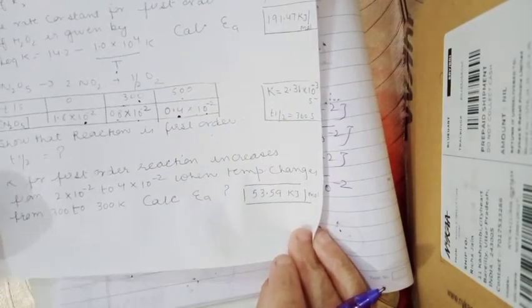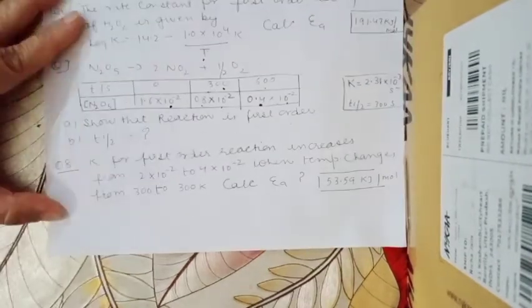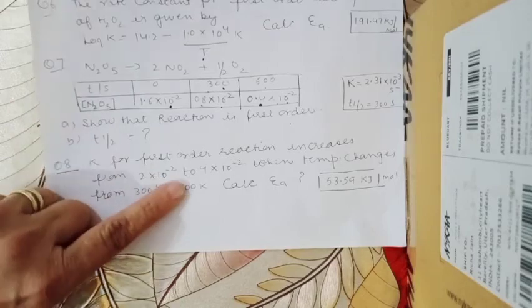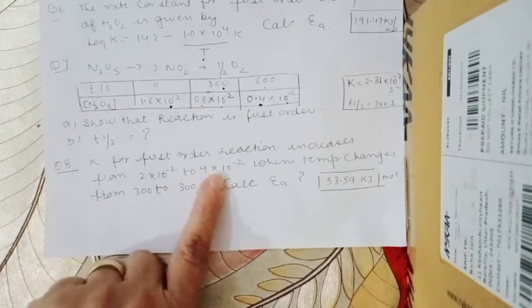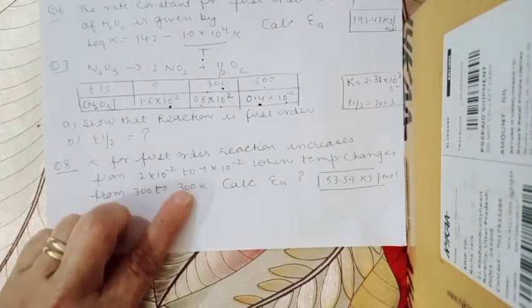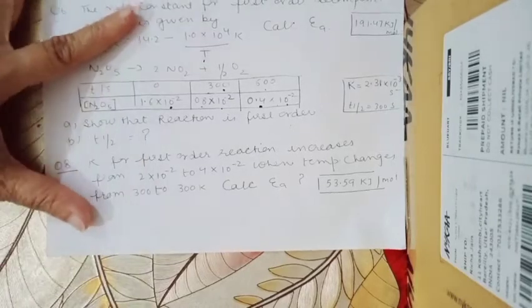Okay. Now, next question. Next question is question number 8. Let us read the statement. K for first order reaction increases from 2 into 10 raised to power minus 2 to 4 into 10 raised to power minus 2 when the temperature changes from 300 to 310 K. Calculate activation energy. Very simple numerical.